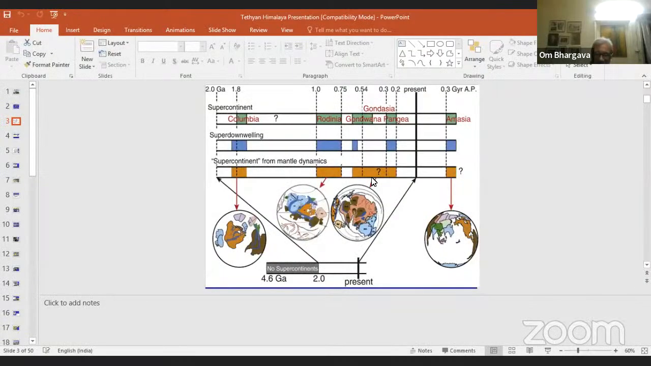2.3, that is the beginning of Gondwana, and from Permian onwards, which is Pangaea. So you can see the general setup of these places. We can show it.